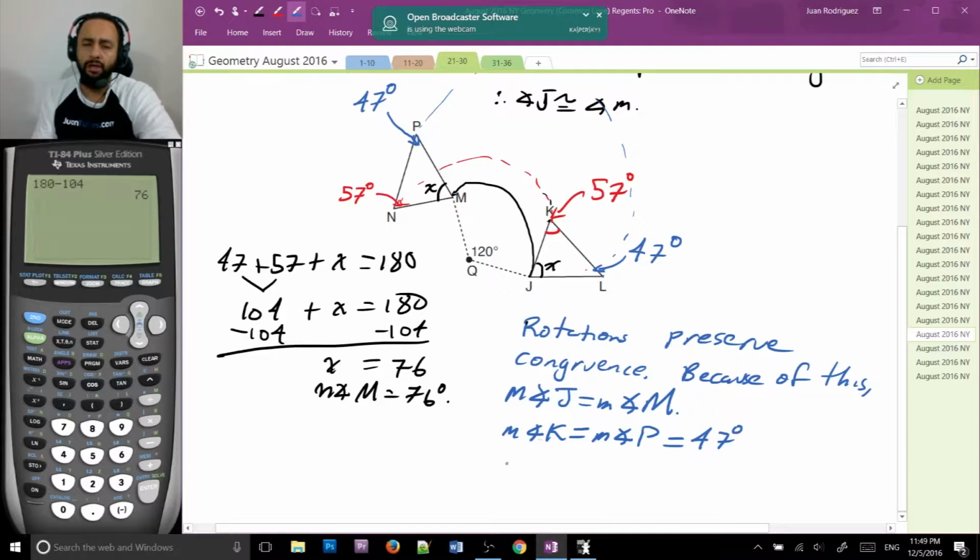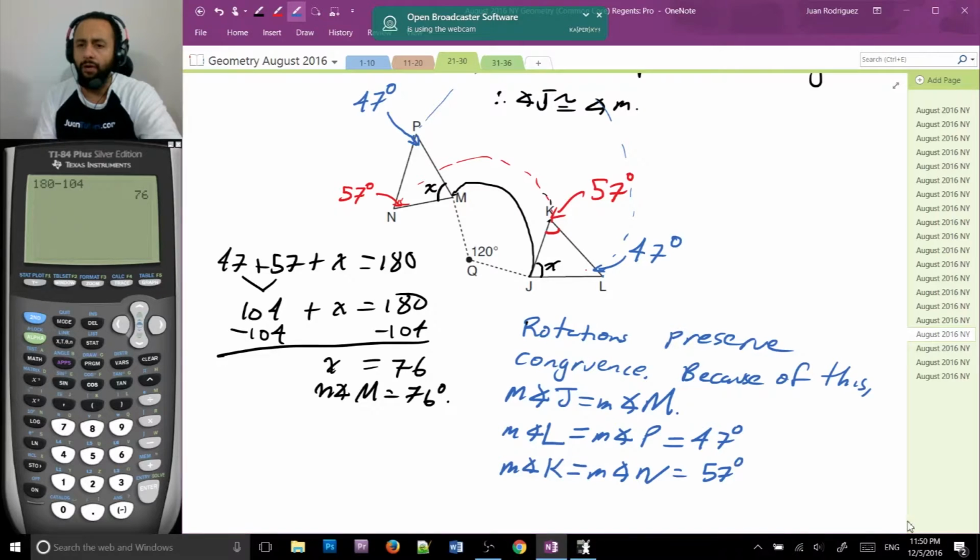Okay, and then the measure of angle, let's see, that's a little typo here. Measure of angle L is equal to the measure of angle P. If you catch any errors, just let me know. And then the measure of angle JLK is equal to the measure of angle N is equal to 57 degrees.